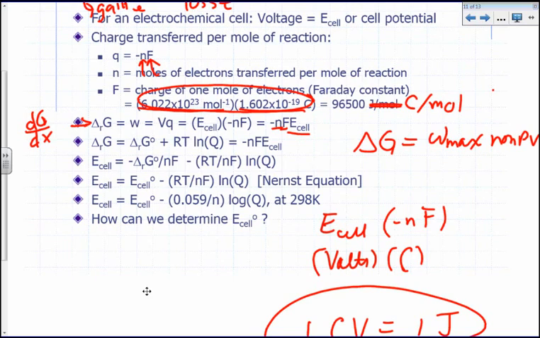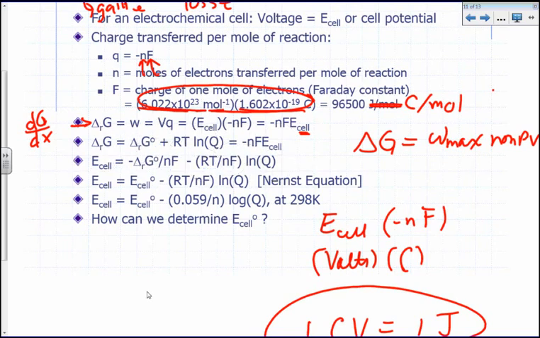Now, since delta G is delta G naught plus RT ln Q, we can equate that to negative nF E cell in this equation right here, and we can rearrange this to solve for E cell. I'm going to solve for the cell potential, so it's just going to be delta G naught divided by negative nF, that's what you have right here, and minus RT over nF times ln of Q. So that's your cell potential in terms of delta G naught.